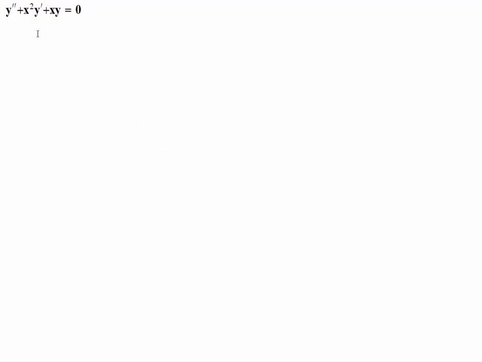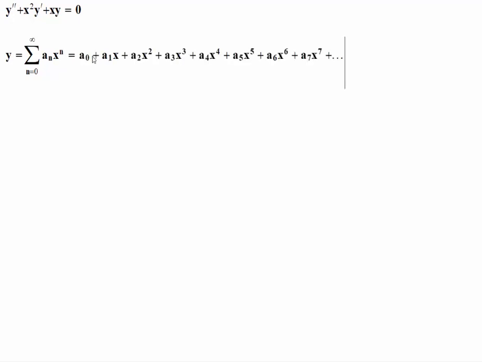So we are going to solve this differential equation by using the power series method. That is, our solution y can be written as a power series in x, and here I have this written in summation notation, which let me expand for you. So here is our series in the expanded notation.